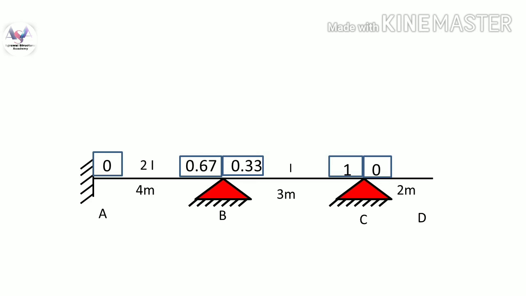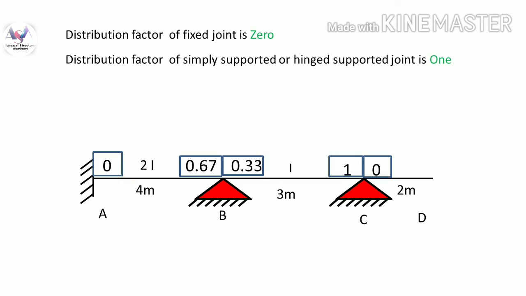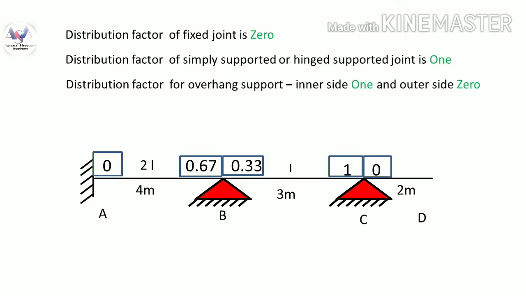Now the distribution factor of a fixed joint is 0, that we know. That is why we kept 0 here. Then here the simply supported end. Now this is the overhang. What is the standard value for the distribution factor for an overhang joint? The inner side is 1. So this is the inner side, so here is 1, and the outer side is 0. And the 0.67 and 0.33 that we have calculated.